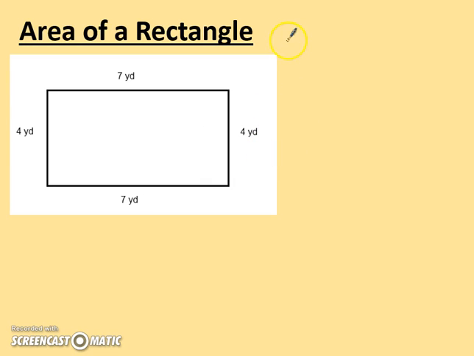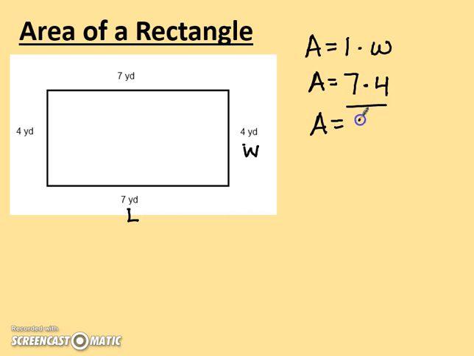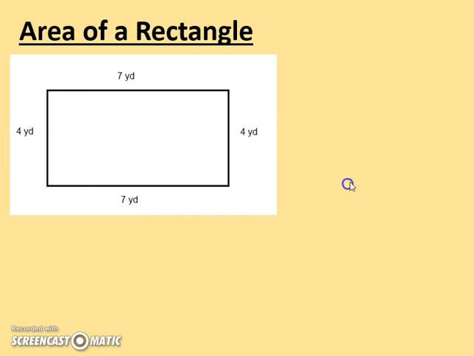Let's move on to a rectangle. The formula for the area of a rectangle is length times width. Well, you can see that our rectangle is 7 yards long, so I'm going to substitute 7 for L, and 4 yards wide, so I'm going to put 4 for our width. So our area is 7 times 4, which is 28, and since the length was measured in yards, it's going to be square yards. So the area of this rectangle is 28 square yards.